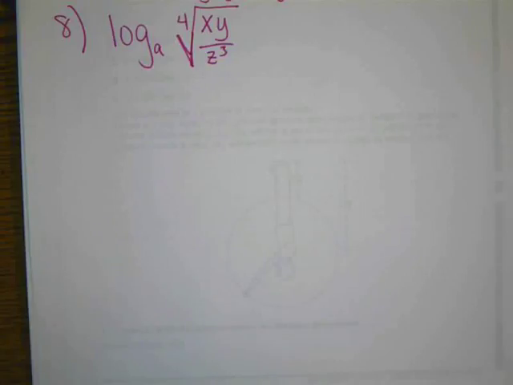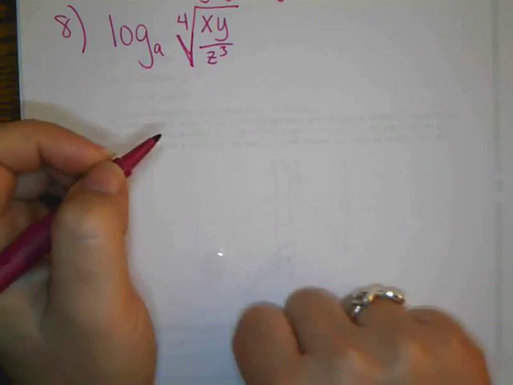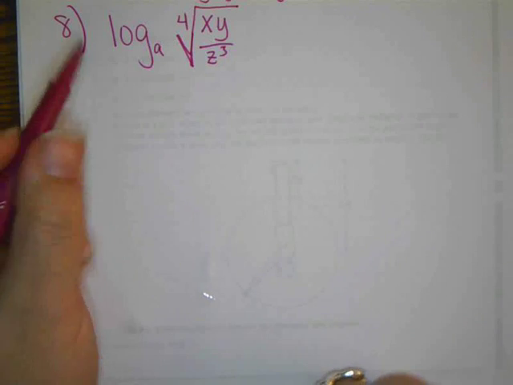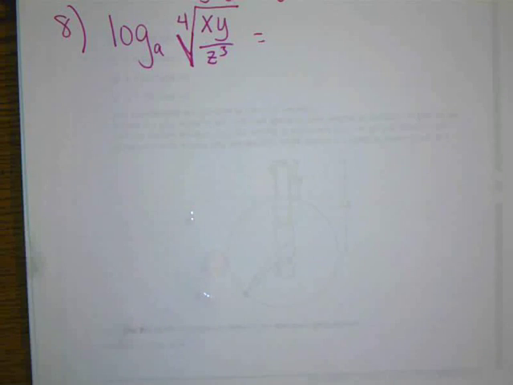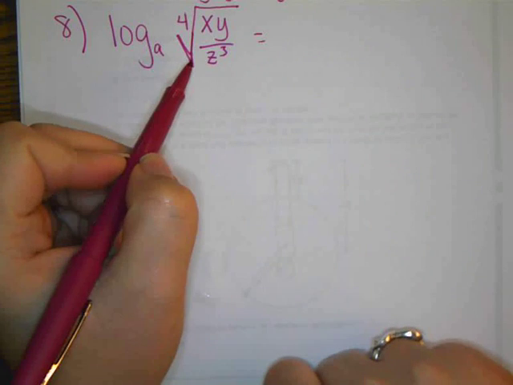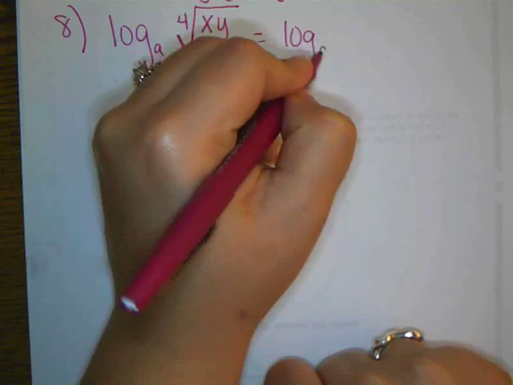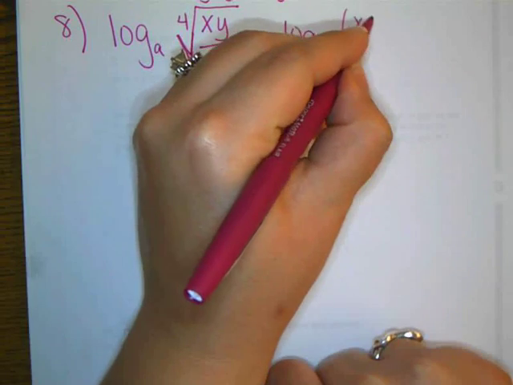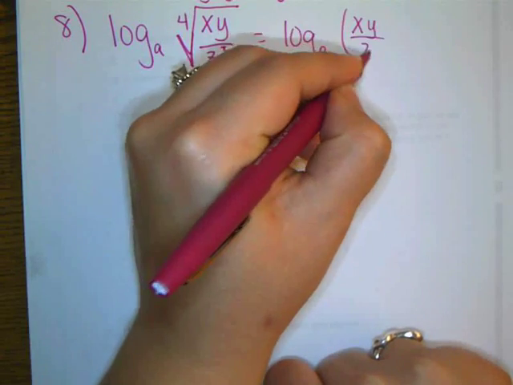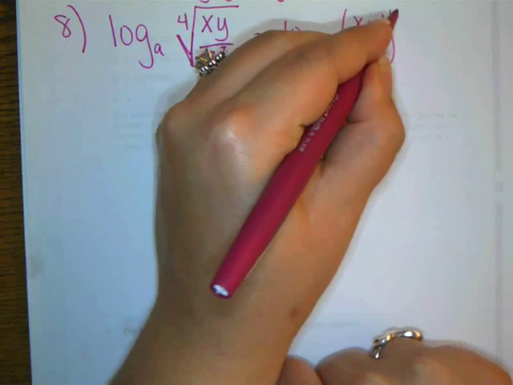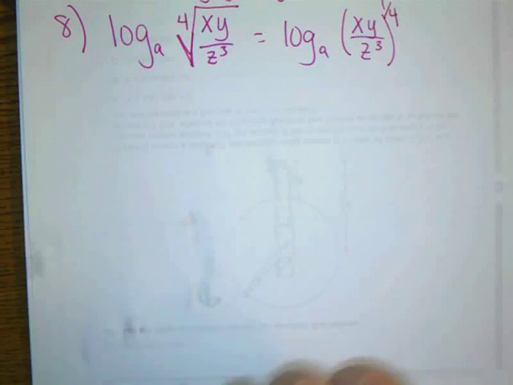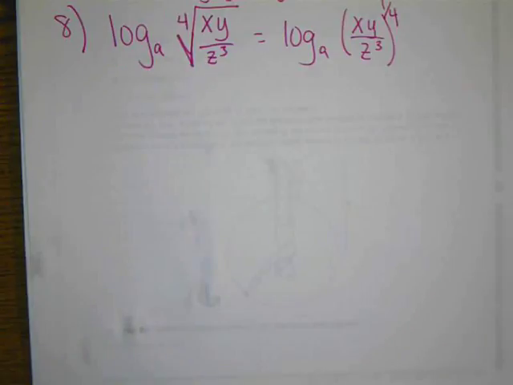So log base a, a 4th root of xy over z cubed. So let's go ahead and look and see where we want to start. The first thing is I would probably get rid of the radical, and I would say log base A of this whole thing, xy over z cubed to the 1/4 power. That's what fourth root is.